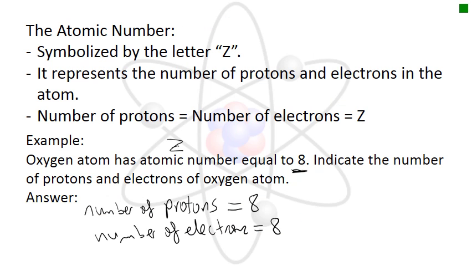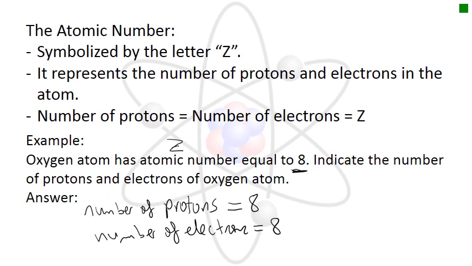So these are the main rules with the atom. The atomic number is symbolized by the letter Z. It represents the number of protons and electrons in the atom, so they are equal. Number of protons equals number of electrons equals Z. For example, if we say an oxygen atom has atomic number equal to 8, the question is: indicate the number of protons and electrons of the oxygen atom.